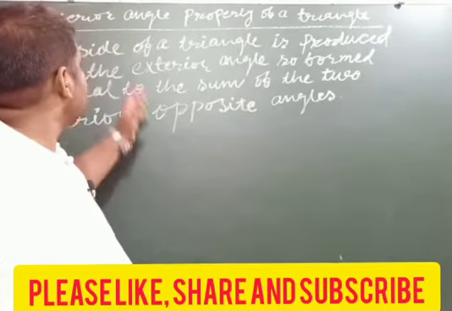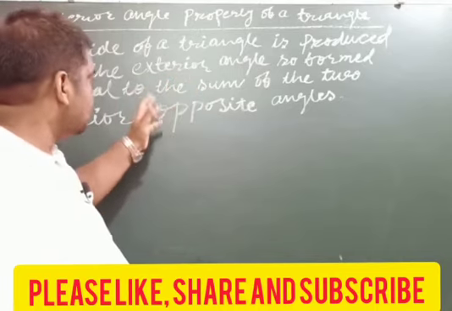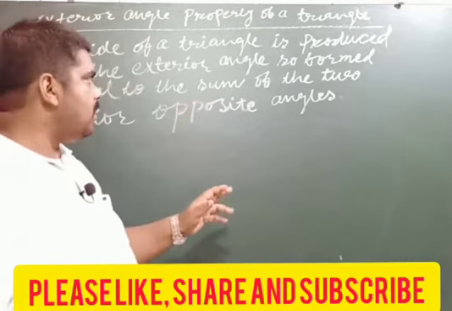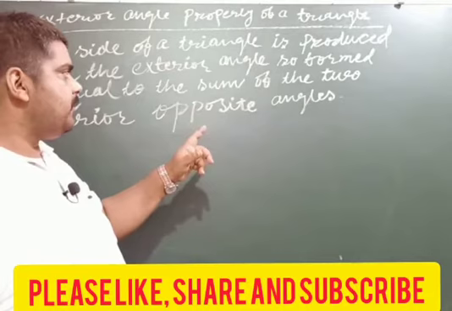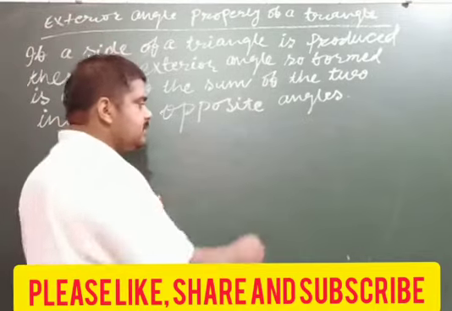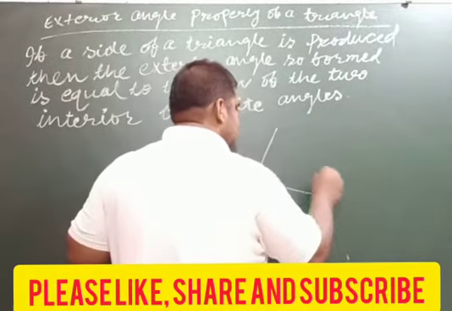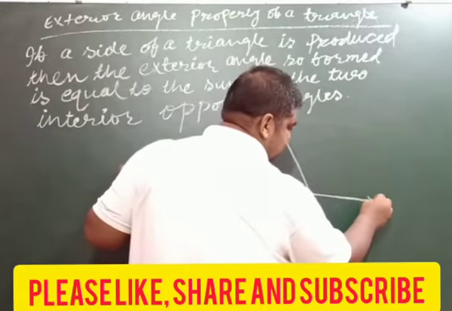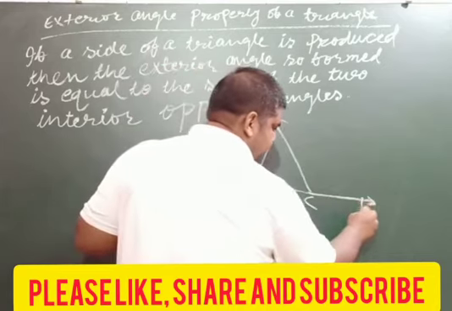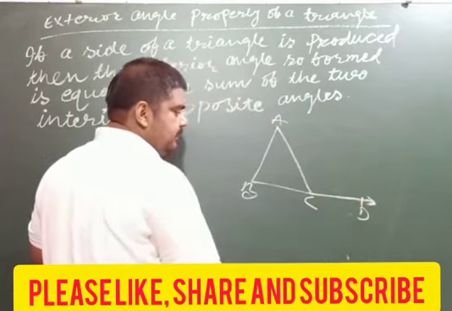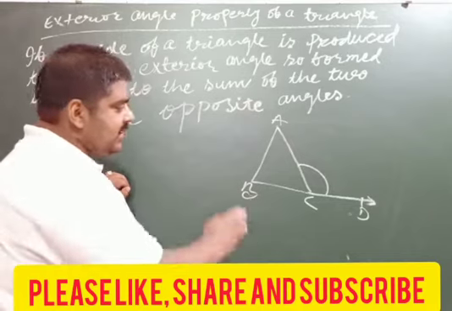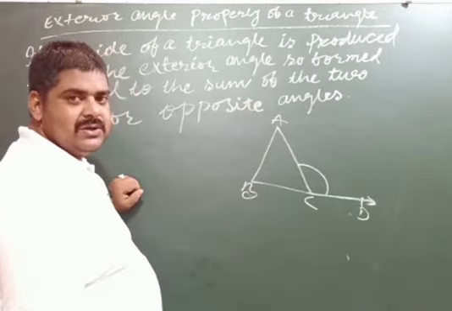My dear student, regarding the exterior angle property of a triangle, you know that if a side of a triangle is produced, then the exterior angle so formed is equal to the sum of the two interior opposite angles. In this theorem it is said that if one side of a triangle is extended, suppose the triangle is ABC and BC has been produced up to D, the angle formed is angle ACD, and this angle ACD is known as the exterior angle.